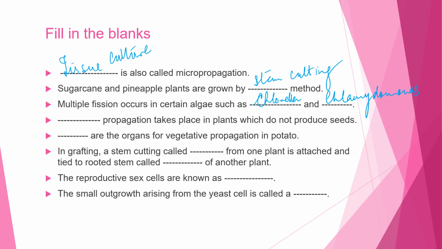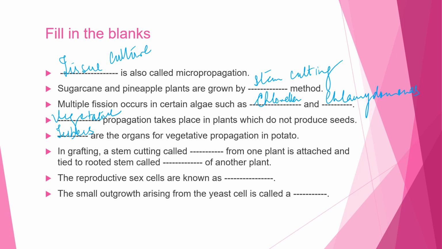Now dash propagation takes place in plants which do not have seeds. So the plants which do not have seeds, how will reproduction take place? It is through vegetative propagation. Dash are the organs for vegetative propagation in potato. What are the organs? Tubers. So the organs for vegetative propagation in potato are tubers.